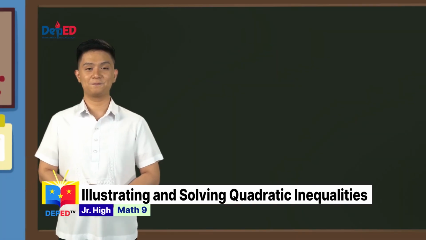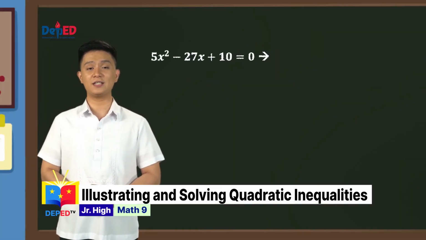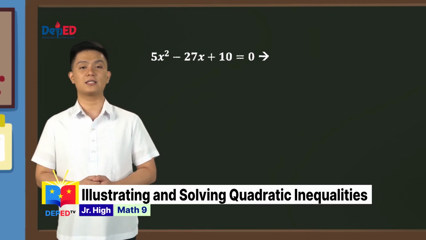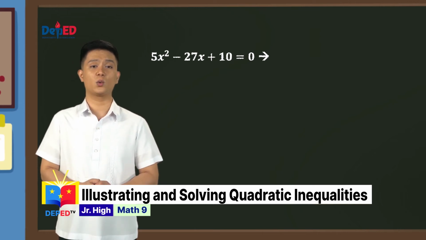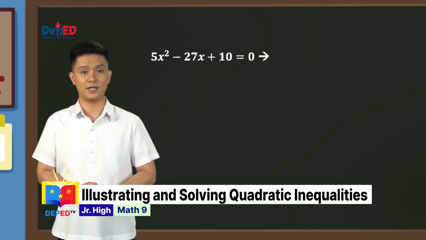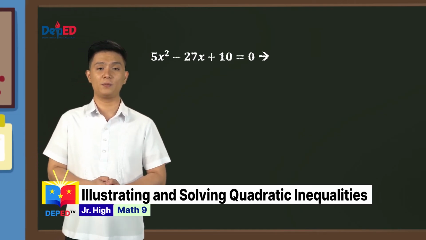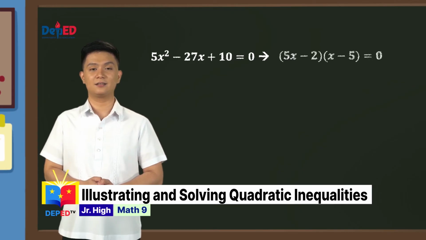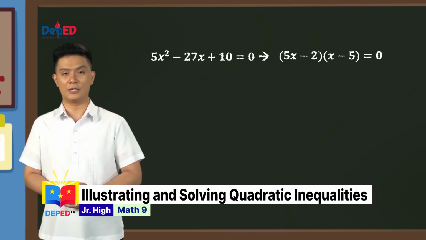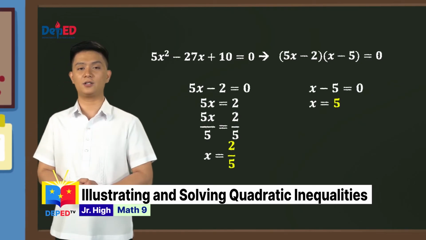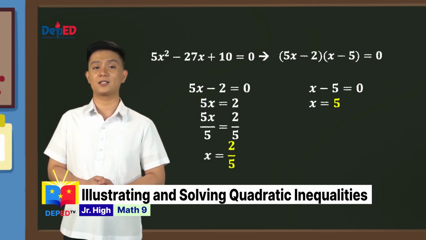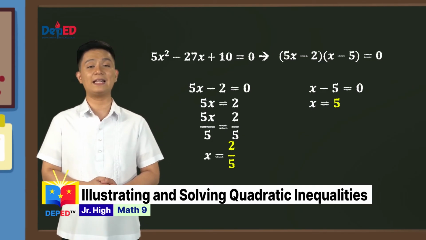Time is up. The corresponding quadratic equation is 5x squared minus 27x plus 10 equals 0. And 5x squared minus 27x plus 10 is factorable. Expressing this polynomial in factored form, the equation can be written as the binomial 5x minus 2 times the binomial x minus 5 equals 0. Equating each factor and then solving for x, we will obtain that the values of x are 2/5 and 5.